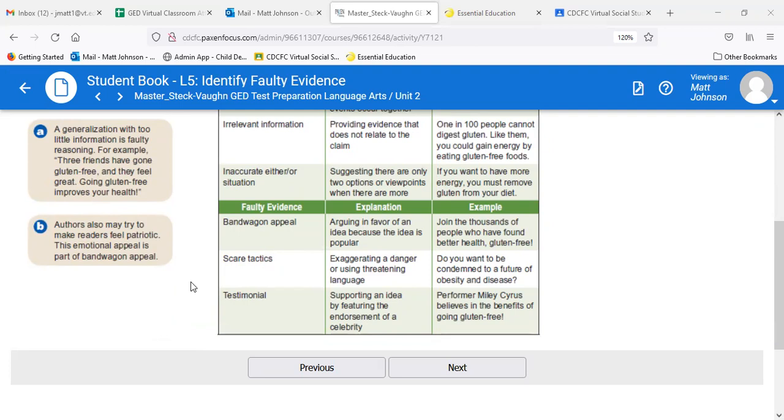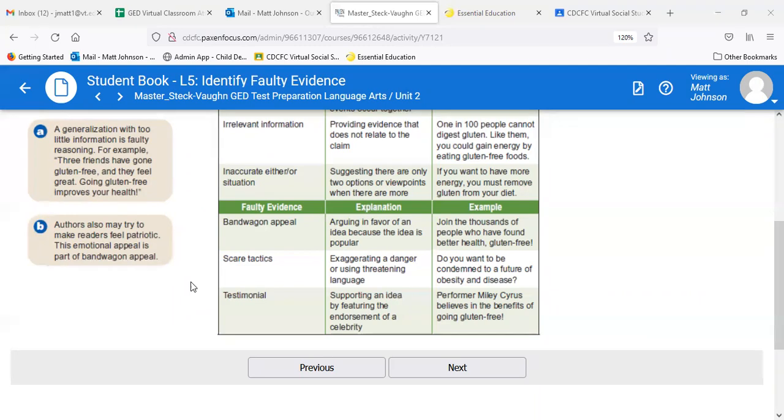So bandwagon appeal. The explanation here is arguing in favor of an idea because the idea is popular. The example they give is, "Join the thousands of people who have found better health gluten-free." That's something you see in a lot of advertisement. All of these you'll actually see in advertising, the bandwagon idea. Everybody's doing it, you should too. That kind of idea, join the bandwagon.